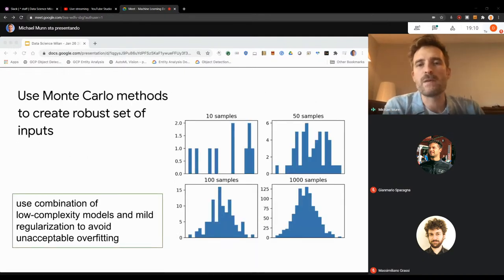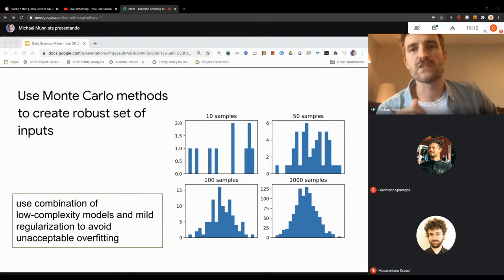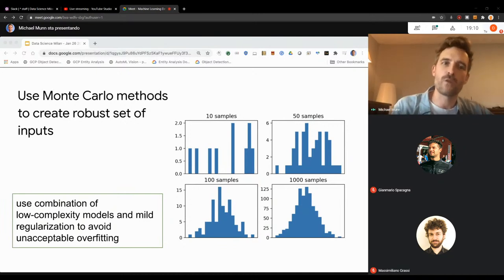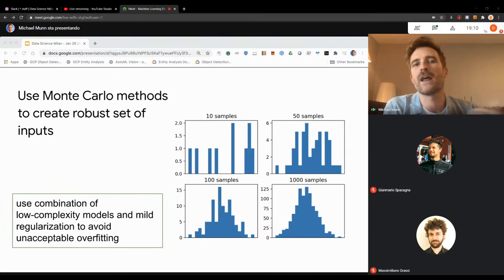One way that people get around this is by using Monte Carlo methods to create a robust set of inputs. When tabulating all possible inputs is not possible, you can take a Monte Carlo approach of sampling the input space. This is especially useful when not all possible combinations of inputs are even physically possible. Even though we were saying before that you get your data and then want to overfit on it, because you're using this Monte Carlo method to generate the inputs and outputs for your lookup, it is possible here that you can overfit.